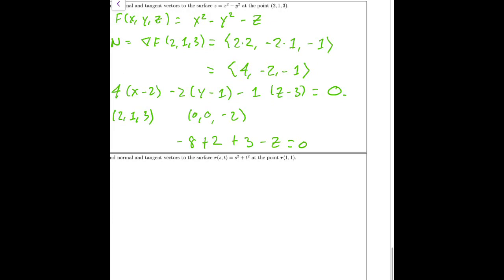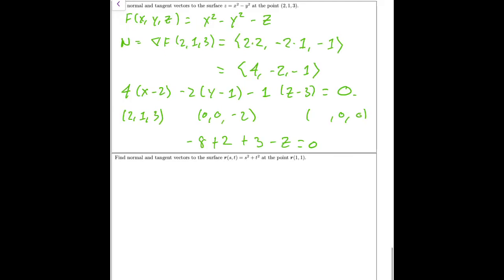And then let's assume there's one where the y and z coordinates are equal to 0. I'll just come down here and do some scratch work. If the y and z coordinates are equal to 0, we have 4 times (x minus 2) plus 2 plus 3 is equal to 0. So this says that 4x is equal to 8 minus 6, which is equal to 2, or x is equal to 1/2.